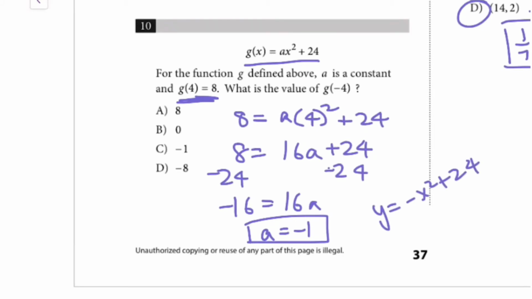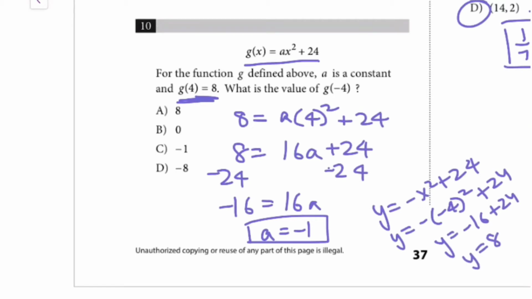So then I plug in negative 4 for x, and I get y is equal to negative 4 squared plus 24, which gives me y is equal to negative 16 plus 24, which is y is equal to 8. And my answer choice is A.